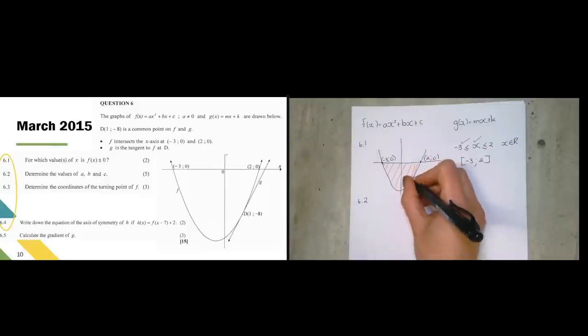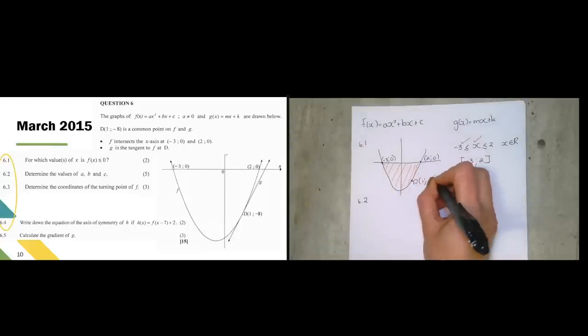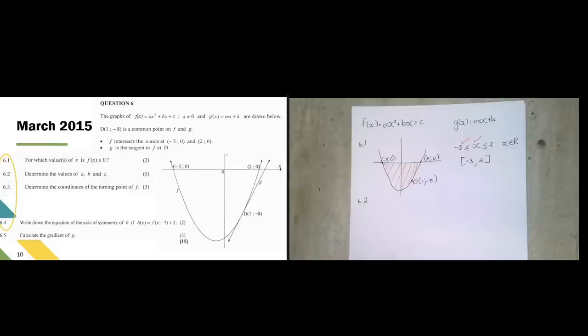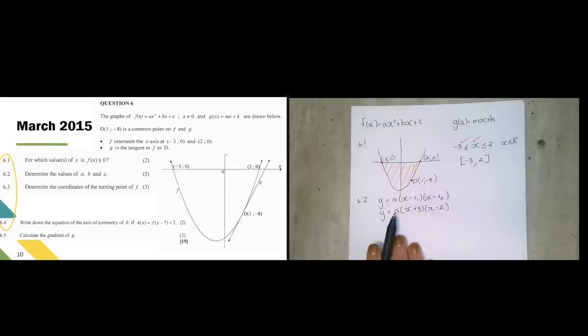So what are the only things I know? I'm just going to write in this coordinate D of 1 and negative 8. They've given me this parabola, but they've given me the x-intercepts. So I'm going to start with x-intercept form: y equals a, x minus the first root, x minus the second root. And I know what the two roots are. Y is equal to a, x minus negative 3 becomes plus 3, x minus 2. Okay, now I still need to calculate A.